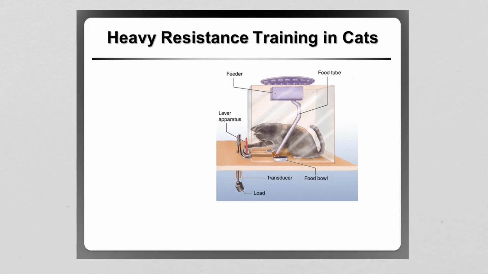So one way to do this is to train cats to do what we would call weightlifting, or at least resistance training. So you can make some kind of a lever apparatus, which is shown here in the cat's cage, and you can connect a weight to it so that in order to get some food, it has to move this lever to lift this load. And then, of course, the cat will do this over and over again to get more food. So this is one way we can induce endurance training in animals.